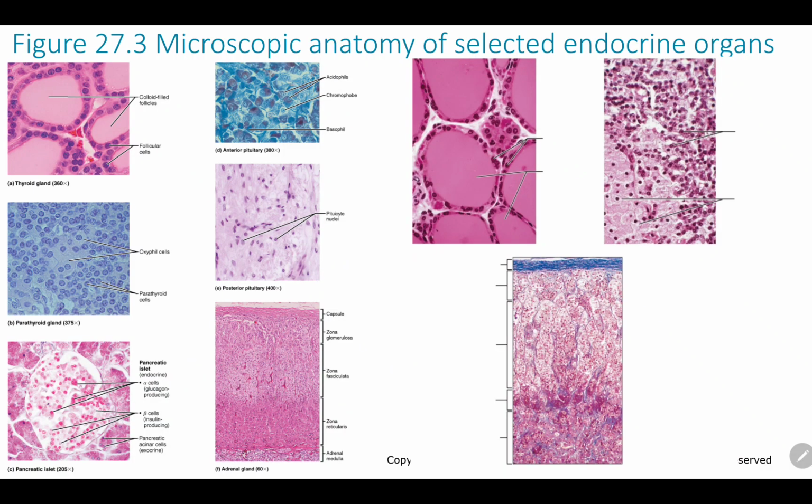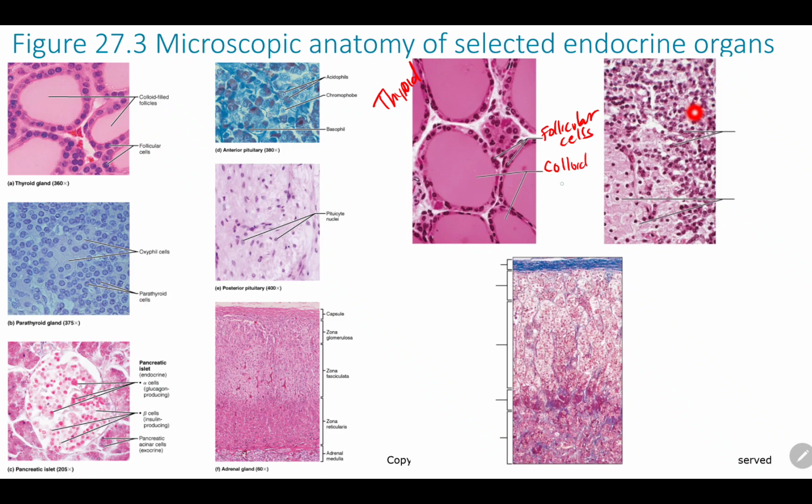Also, I wanted you to look at the microscopic anatomy of selected endocrine tissues. For example, start with the thyroid. In the thyroid gland, we're going to have these follicular cells. These thyrocytes are where we produce T3 and T4. More specifically, and we'll get into this later, it's going to be produced in these colloids.